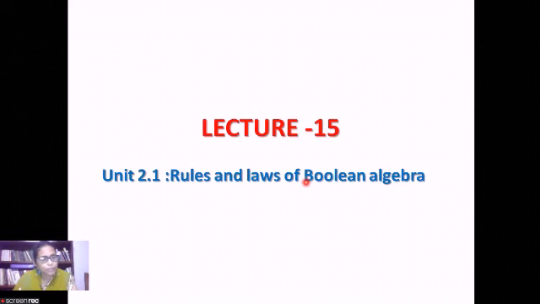Next, in the case of the universal gates, we have seen why they are called the universal. That is why the word universal is being used in the case of the universal gates, and also the logic circuits, the logic applications, and also the truth tables of the individual gates.